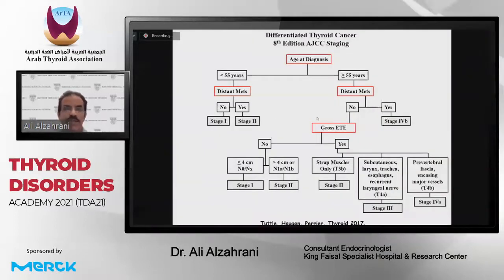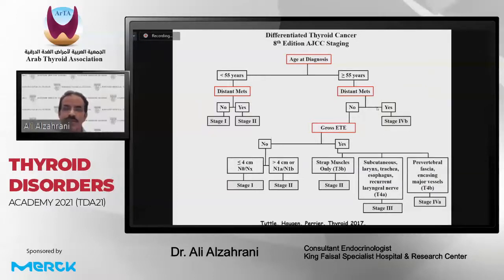The other one is the AJCC, or the American Joint Committee on Cancer, stratification or risk stratification. And again, this assesses the risk of death from thyroid cancer. And it is based mainly on age. So anybody less than 55 years without distant metastasis is stage 1, distant metastasis is stage 2. On the other hand, if the patient is more than 55, then we have stage 1, 2, 3, 4, depending on whether distant metastasis is there, which carries the highest risk, stage 4B.